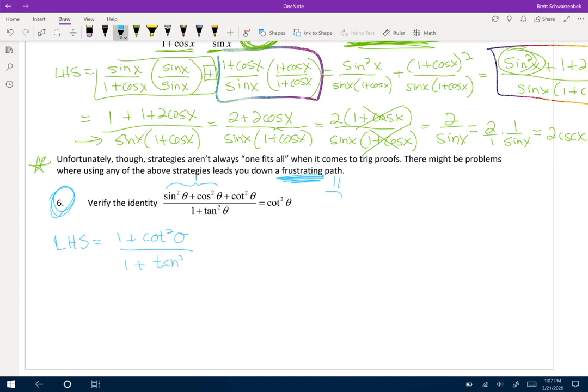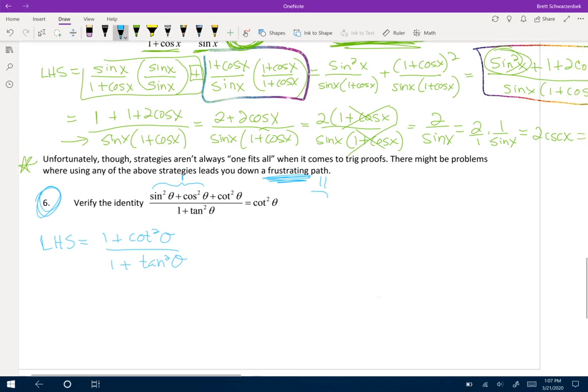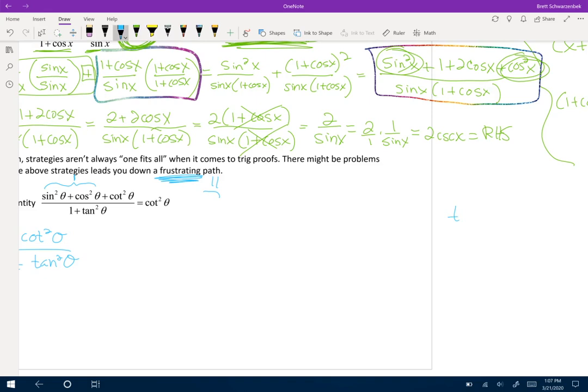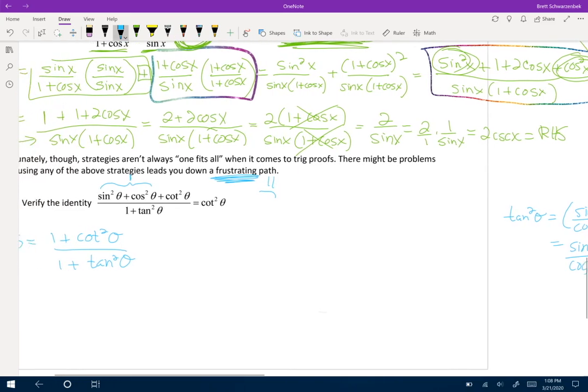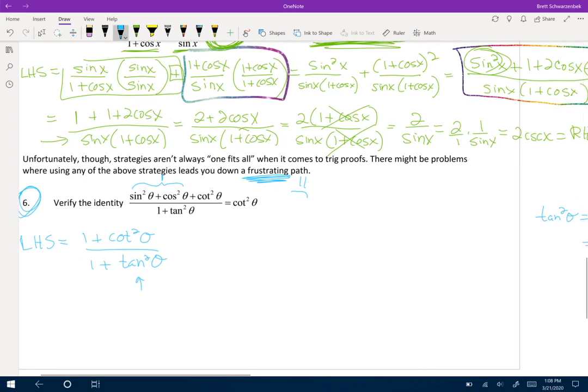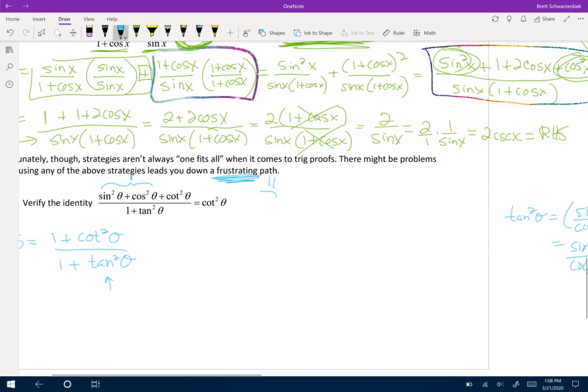Okay, so this is the point where a lot of students would probably change tangent squared, for example, right? So tangent squared theta is essentially the same as sine theta over cosine theta, squared, which is going to be sine squared over cosine squared, right? So a lot of students would replace tangent squared with that, and then look at the disaster that you end up with. You have created fractions within fractions.